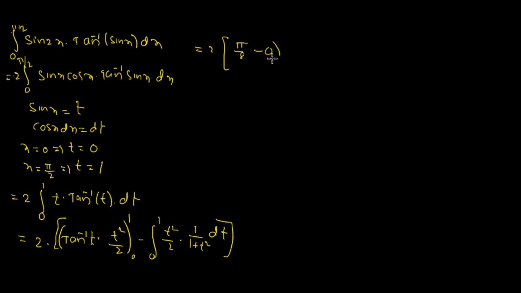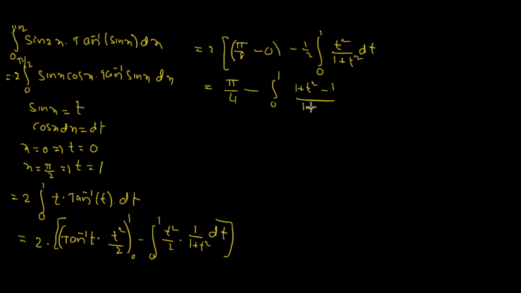minus 0, minus 1 by 2 into the integration of t square by 1 plus t square into dt, with bounds 0 to 1. So that is equal to 2 into pi by 8, that is pi by 4, minus 2 into 1 by 2, that is 1, integration of 0 to 1. This t square is written as 1 plus t square minus 1, by 1 plus t square, into dt.